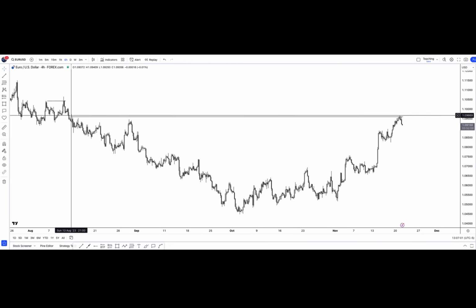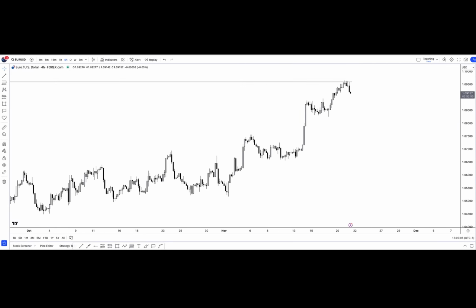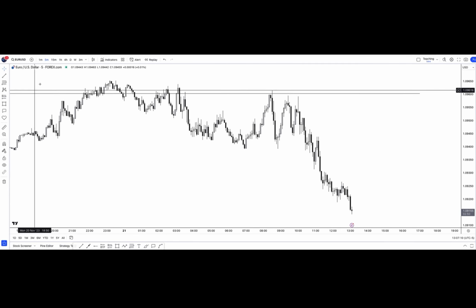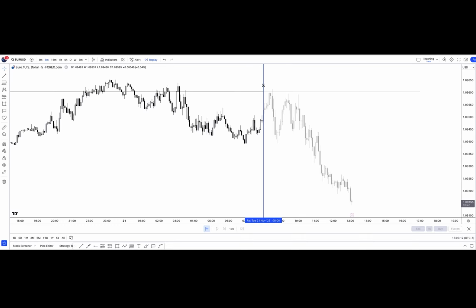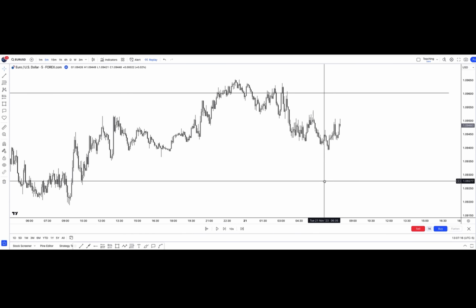Here's what it looks like in the 4 hour. There are those highs, all those equals, finally grabbed, and then we've been selling off. I was able to catch shorts today, so let me use the replay so we can cover all the entries, why I took them, what I was expecting, etc.